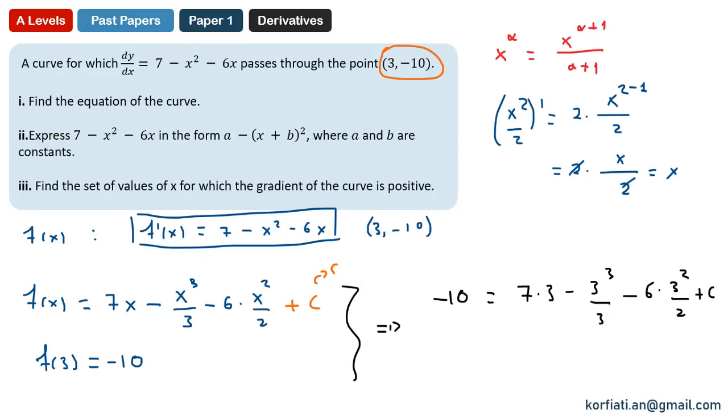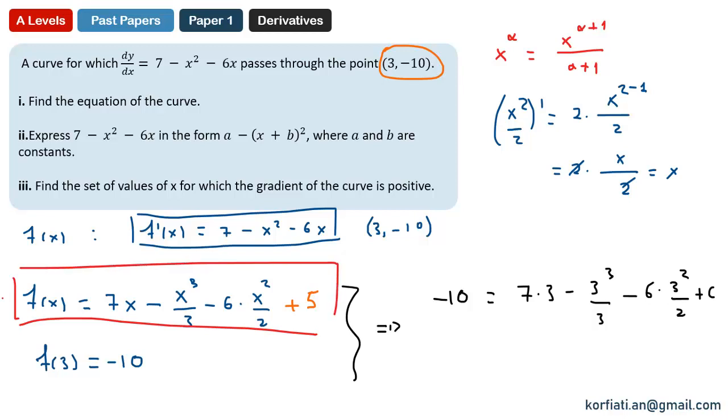C here is equal to 5. So I got it. We got the equation of the curve. That's the equation of the curve. Here, instead of writing c, I'm going to write 5. And that here is the answer for the first question.